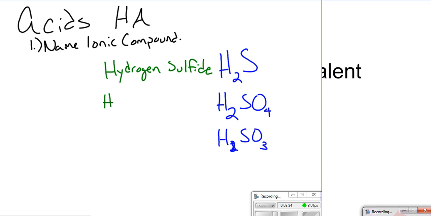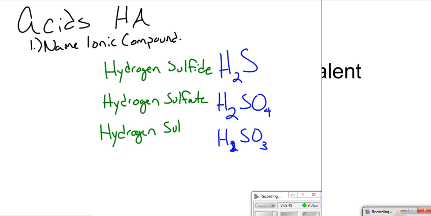Second would be hydrogen sulfate. And this one, with one less oxygen than sulfate, makes this hydrogen sulfite. If it had 2 less, it'd be hyposulfite, but that's not a real thing. If it had 1 more, it'd be persulfate. But we'll go into that in greater detail when I have you in September. For right now, a basic understanding of how to name acids is all you really need.